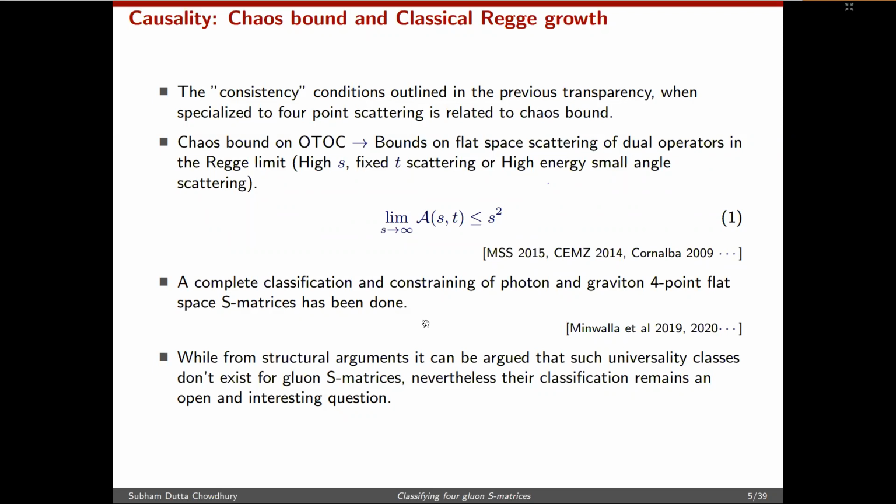So the chaos bound you can think of as the growth of out of time ordered correlators, because of some analyticity properties of thermal correlators in the thermal plane. Maldacena, Shenker, Stanford showed that if you consider an out of time ordered correlator in a CFT, or in their case quantum mechanics, although that doesn't matter, its growth behavior with time is bounded, basically.